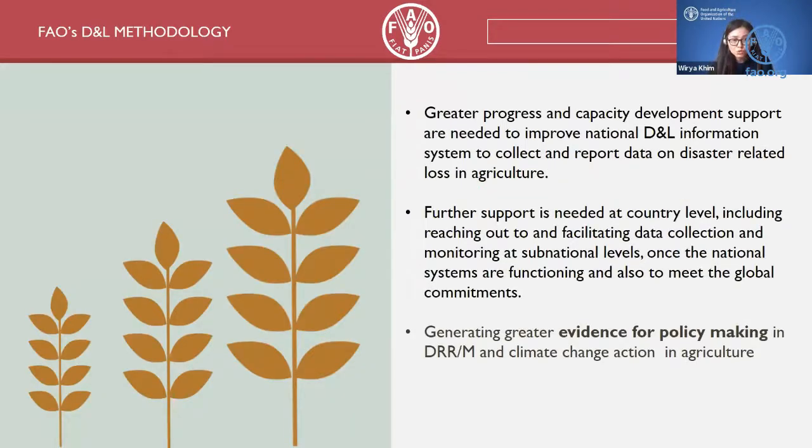To conclude, I know that my time is running out. Despite the many good progress that we have made, from the FAO perspective, greater progress and capacity development support are still much needed in order to improve national damage and loss information systems, in order to collect and report data on disaster-related loss in agriculture. Further support is needed at country level, including reaching out to and facilitating data collection and monitoring at sub-national level, in order to meet the global commitment, linking once the national systems are functioning.